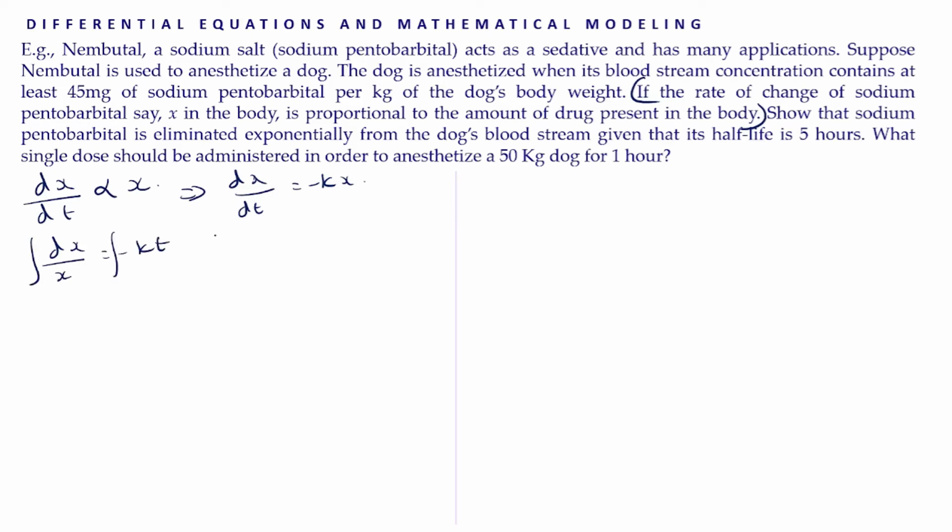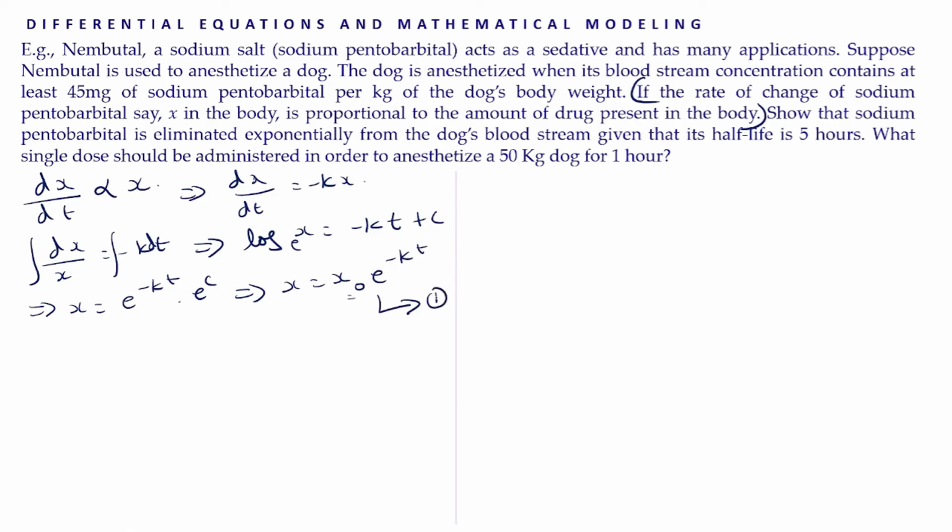dx by x equal to minus k dt. When we integrate both sides, we get log x equal to minus kt plus c. This is to the base e. So from this we have x equal to e raised to minus kt into e raised to c, or x equal to x naught into e raised to minus kt, where x naught is the initial amount. Let us mark this as equation 1.